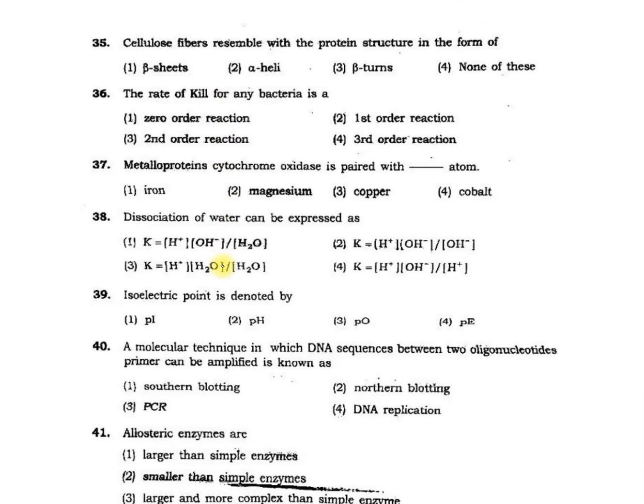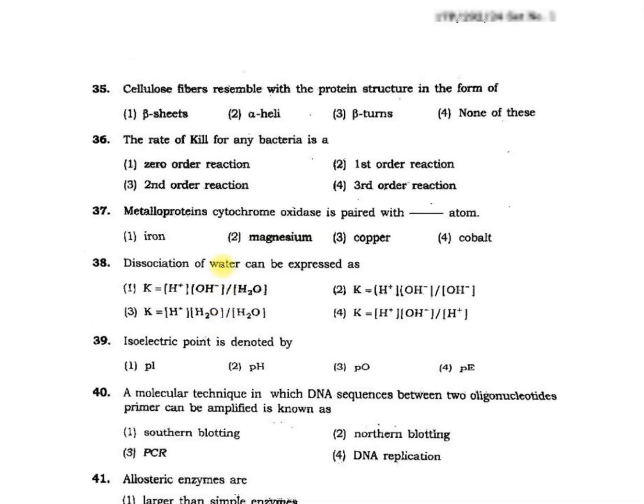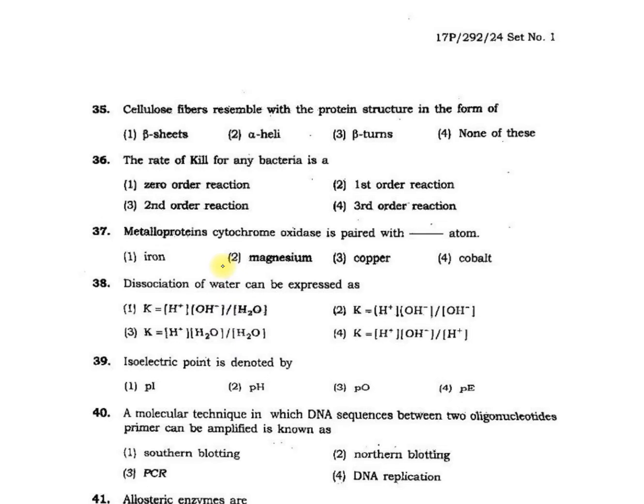Question number 35. Cellulose fibers resemble the protein structure in the form of. So there is a similarity between cellulose fibers and protein structure. Option 1 says beta sheets, option 2 alpha helix, option 3 beta turns, option 4 is none of these. The correct option is the first option, which is the beta sheets.